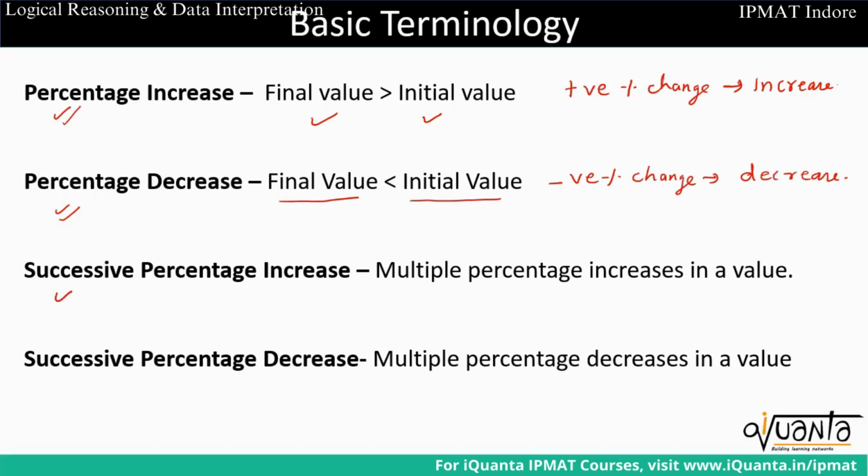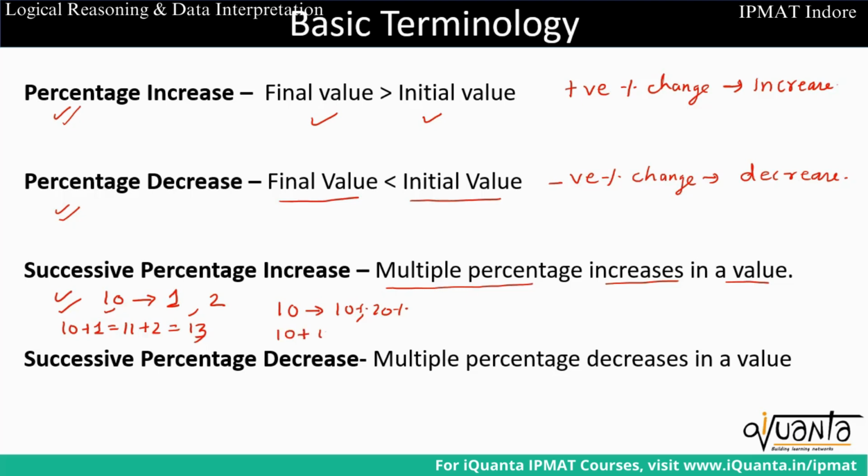The next term is successive percentage increase, which means multiple percentage increases in a value. For example, if I ask you to increase 10 successively by 1 and then by 2, what would you do? You will simply increase 10 by 1 first, which gives you 11. Then again you would increase it by 2, which gives you 13. And similarly, if I ask you to increase 10 by successive percentage increases of 10% and 20%, what would you do? You will first increase 10 by 10%. So how to do it? You have to increase 10 by 10%, which gives you 11. Then you have to increase this 11 by 20%.